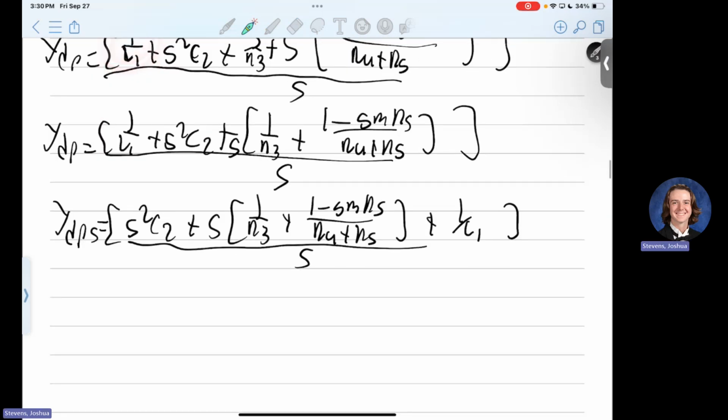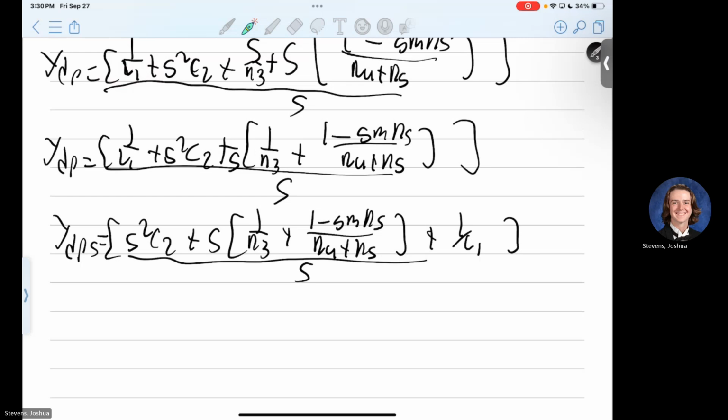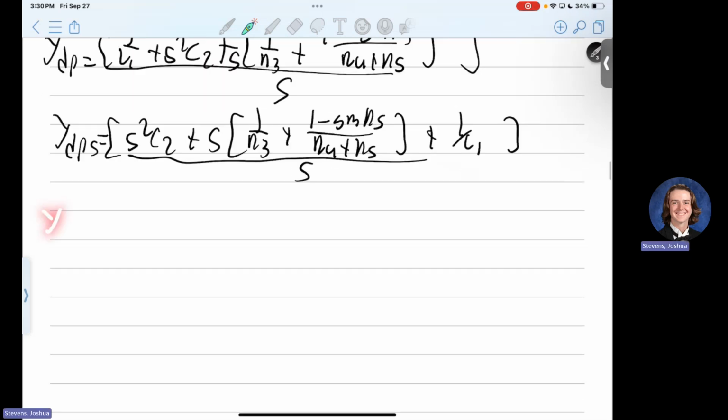Okay. So here we got S squared times C2 plus S, that term, plus 1 over L, all over S. Well, we have something multiplied by our S squared term. So what do you think we need to do? Bingo. Nope, wrong thing. Nope. One over L1, sorry.